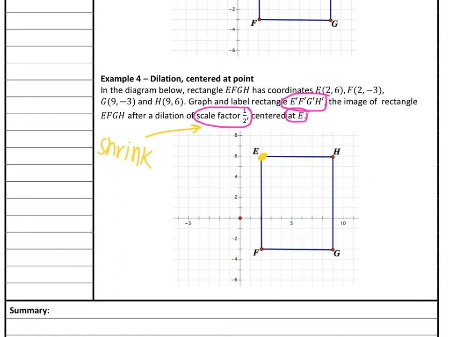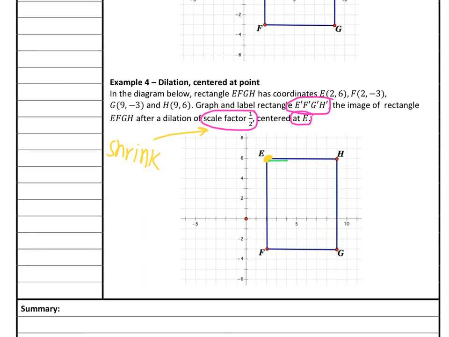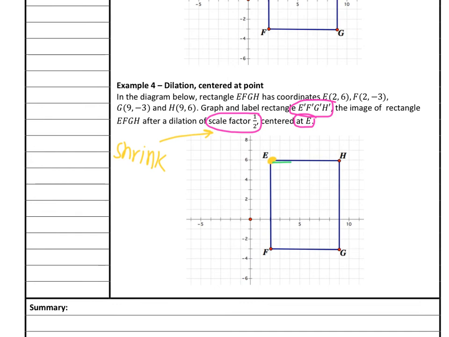So I'm going to start with H. So right now from E to H, because again you always count the distance from the center of dilation, right now I have to walk 1, 2, 3, 4, 5, 6, 7. Well, I want to cut that distance in half. So if I cut 7 in half, 7 divided by 2, I'm going to get 3.5. So I'm going to take my marker, I'm going to walk over 3.5.